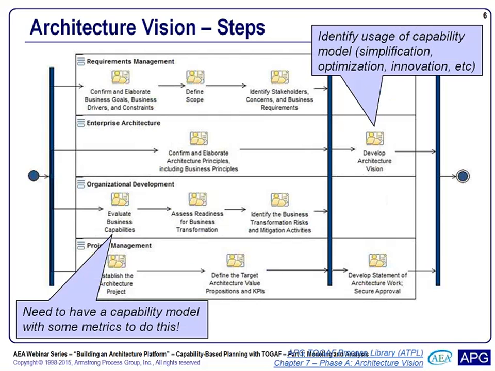When we get into phase A, architecture vision, and again, we can see the way that, from an APG perspective, we've laid out the activities that are in phase A as really a four-way collaboration between different communities of practice within the enterprise.